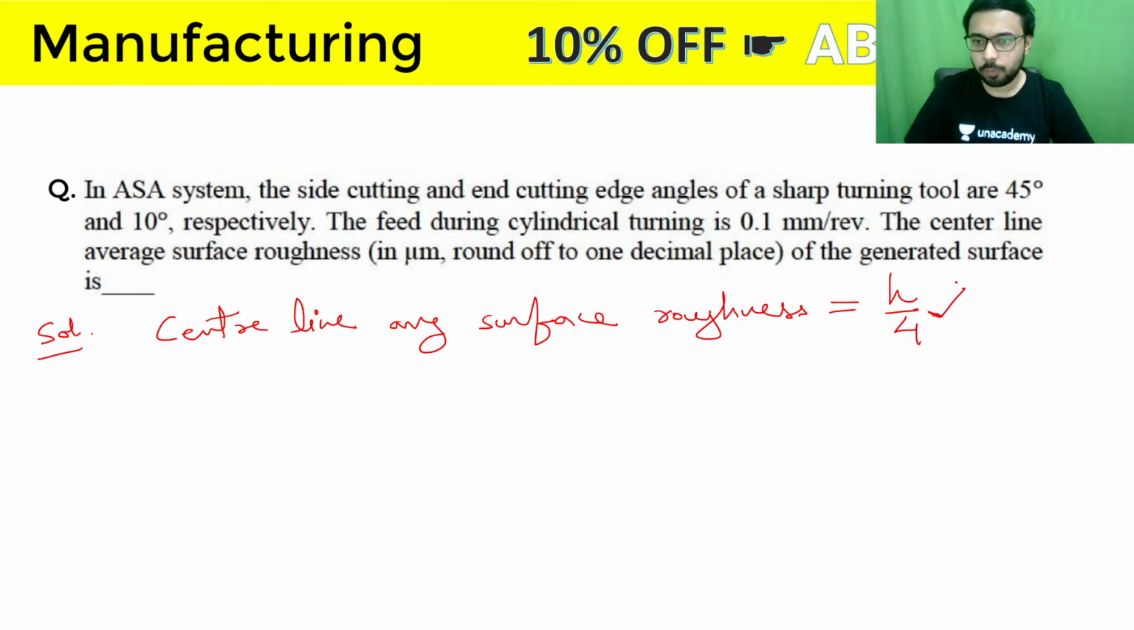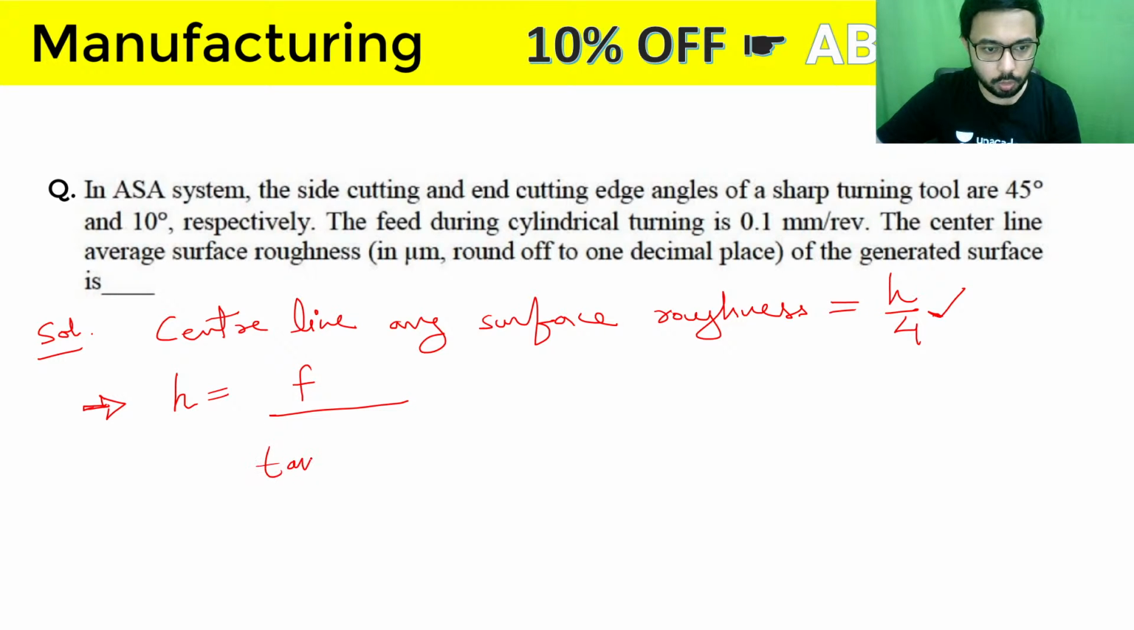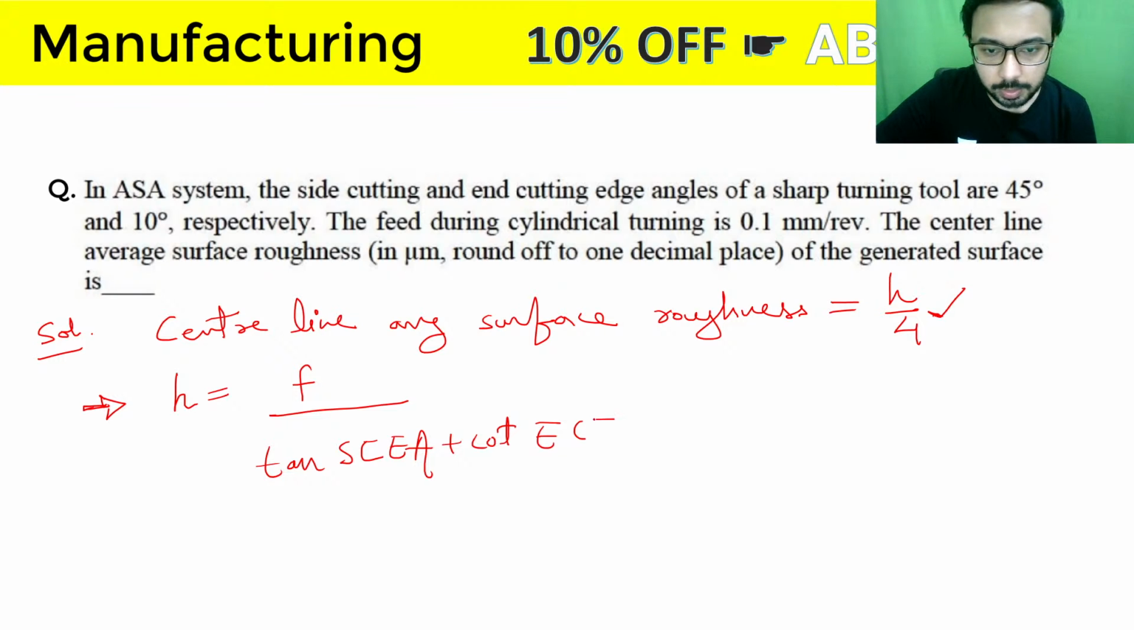So h by 4, and what is h? h is the average surface roughness. No, h is not the average surface roughness, h is the peak to valley height, which you can say as average. So what we have to calculate here is first h. So h is f times tan of side cutting edge angle plus cot of end cutting edge angle. One of the students has provided the formula here, and it is the correct formula.